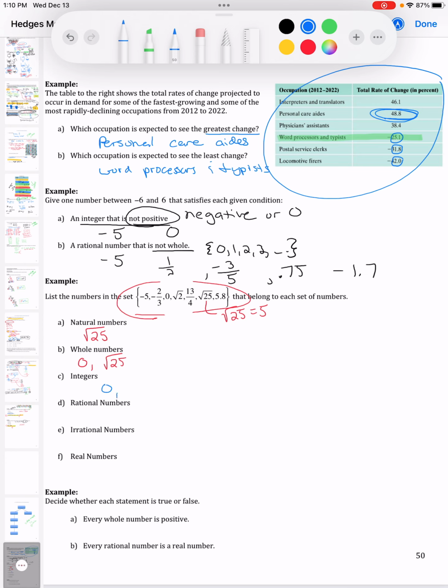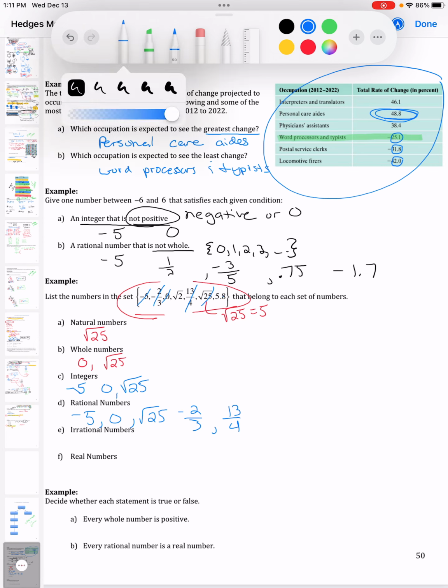All whole numbers are integers, so I'm going to write these down, plus I'm going to pick up any of the negative inverses. Still no fractions, no decimals. So the only thing I would pick up is -5. So I've got -5, 0, square root of 25. Rational numbers are all those integers, so everything we had before, plus I'm going to pick up fractions, whether they're positive or negative, and then decimals that terminate, like this one here, 5.8, or if they had a repeating decimal.